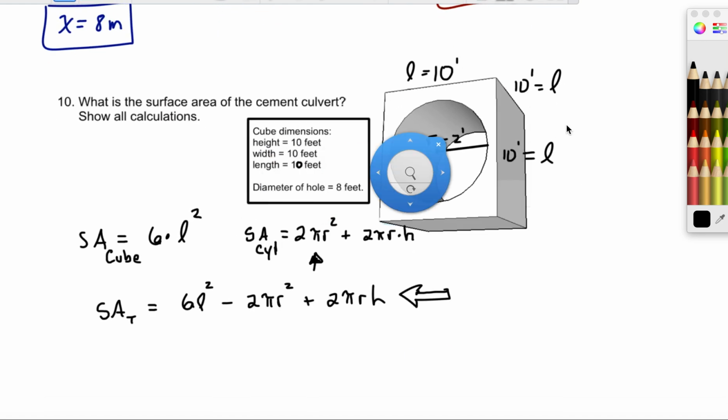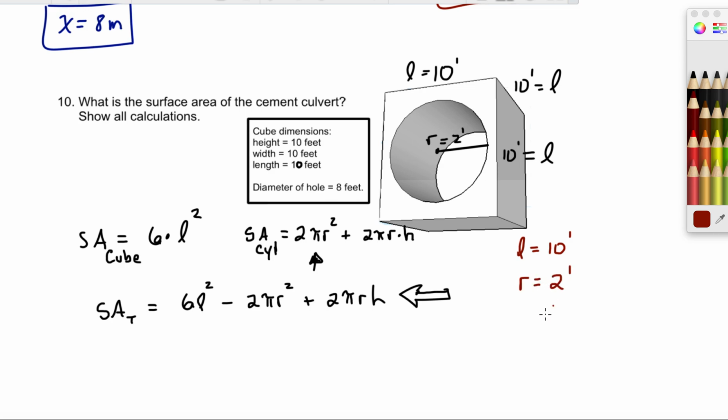So, maybe let's make a list. L is 10 feet. R is 2 feet. H, the height that this cylinder has, so this height's going to be this right here, right? This is the height here. It's the same as the length. It's 10 feet. So now we can just put everything in.